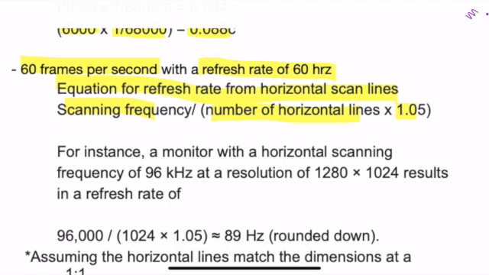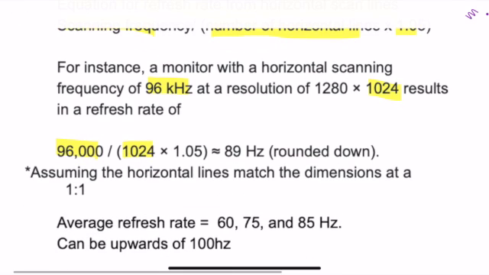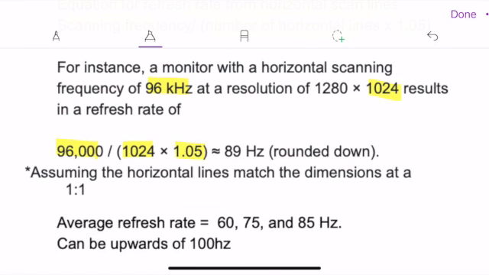The number of horizontal lines really depends on the TV you're going to be using. For example, a monitor with a horizontal scanning frequency of 96 kilohertz at a resolution of 1280 times 1024 results in a refresh rate of 96,000, which is the hertz, divided by 1024, which is the horizontal lines of the TV, times 1.05, equates to 89 hertz, rounded down. This is also assuming that the horizontal lines match the dimensions of the TV at a 1-to-1 ratio. So the average rate for this would be 89 hertz rounded down.